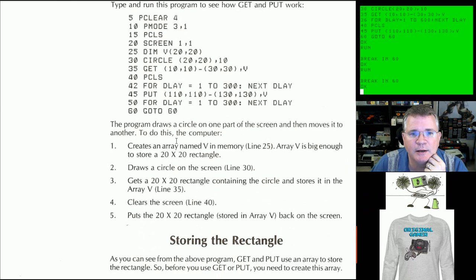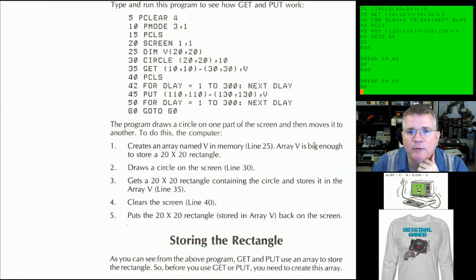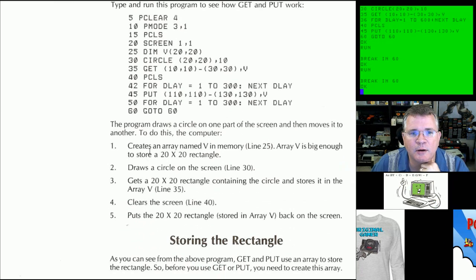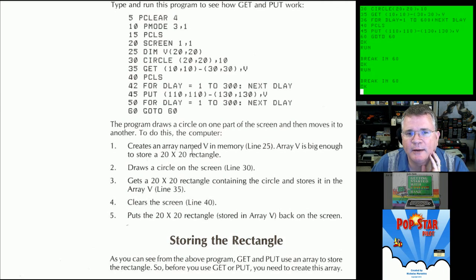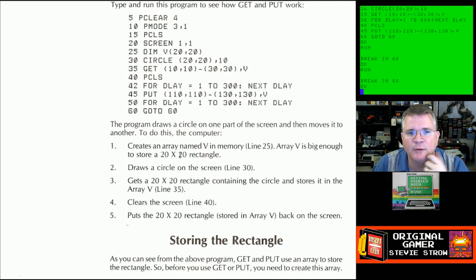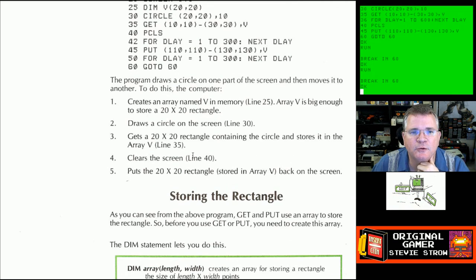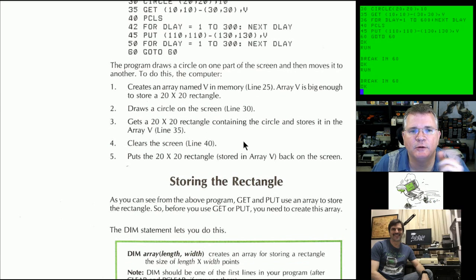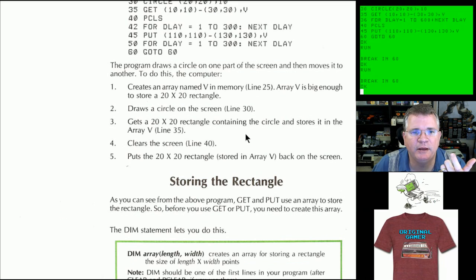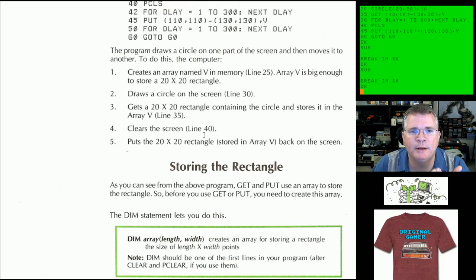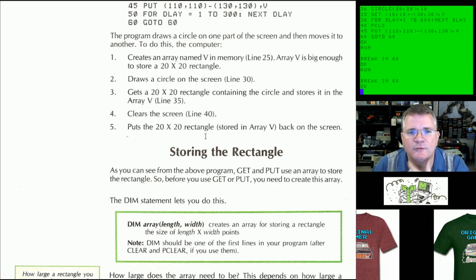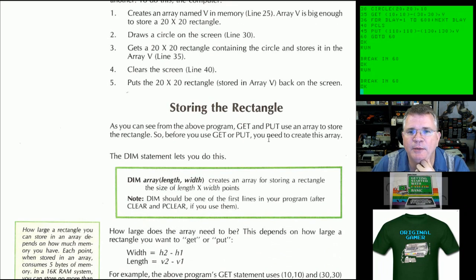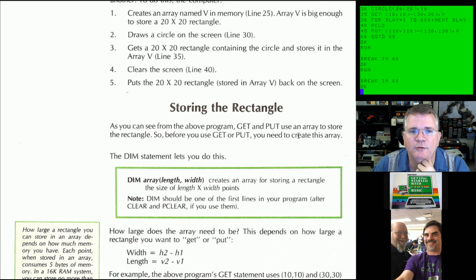It says, okay, well, we created an array named V. The array V is big enough to store a 20 by 20 rectangle. According to this, they're telling you that this number needs to match the number of pixels you're going to grab. We drew the circle. We get a 20 by 20 rectangle containing the circle, and we store it in the array called V. We clear the screen, and then we put it further down on the screen. So as you can see from the above program, get input uses an array to store the rectangle. So before you use get input, you need to create this array.